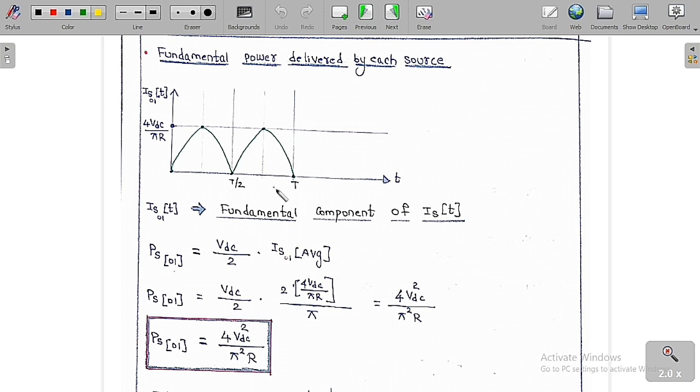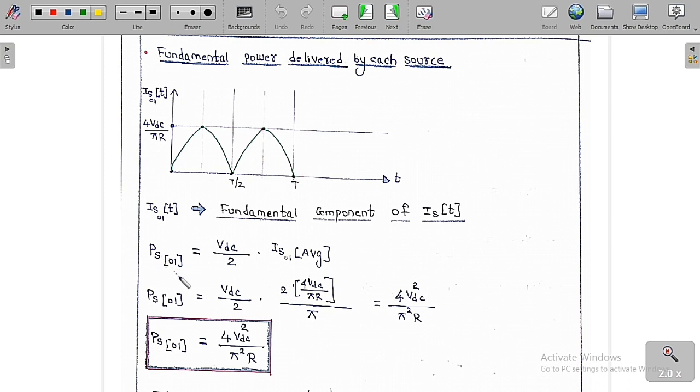So the negative of the load current means the fundamental component of the source current in this region is equal to the negative of the fundamental component of the output current. So you are going to get it like this. Actually the output current's fundamental value is negative, but you have to go negative and negative, so therefore you are going to get positive.